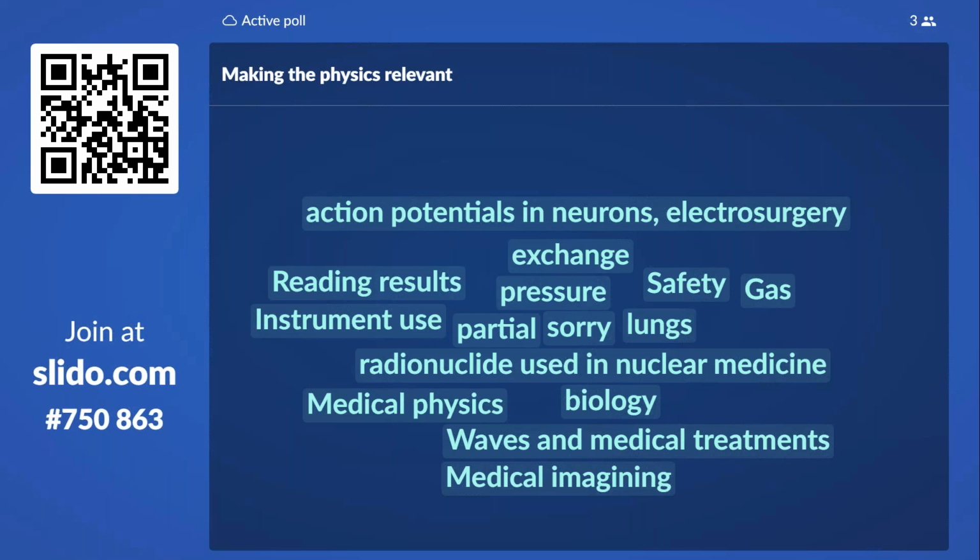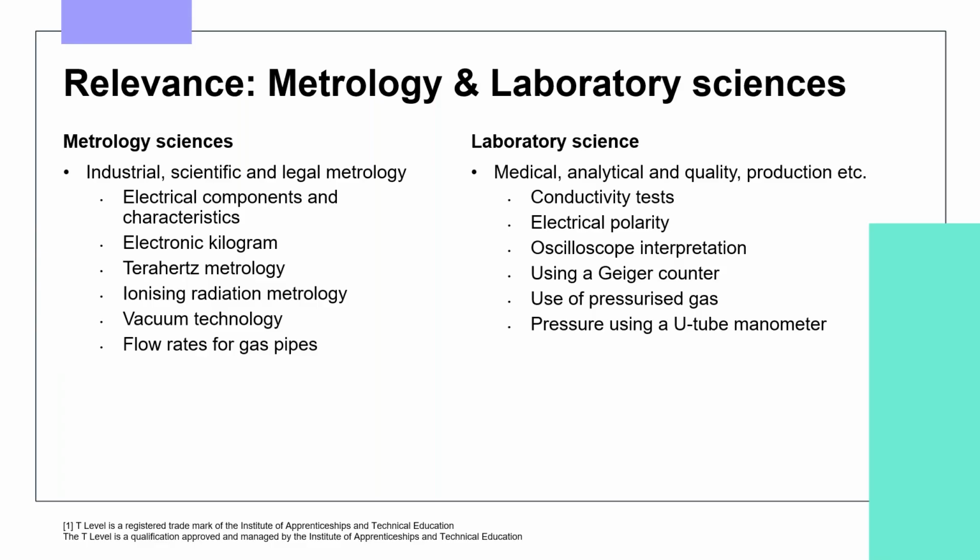And with that, I'm just going to put on a few suggestions of my own. I'm not going to spend too long on these, but I do want to highlight just a couple of examples for metrology sciences. So the magnetism and electromagnet element can be related to what's called the electronic kilogram, where the weight of a mass is balanced by the upwards force of an electromagnet. And the mass of the object is related to the electrical current flowing through the electromagnet.